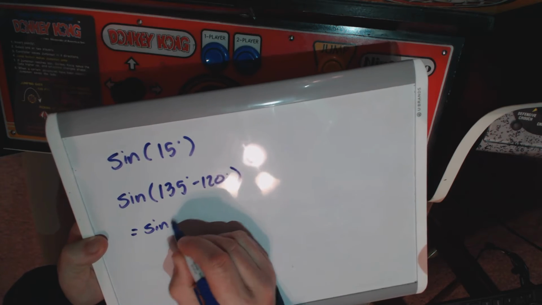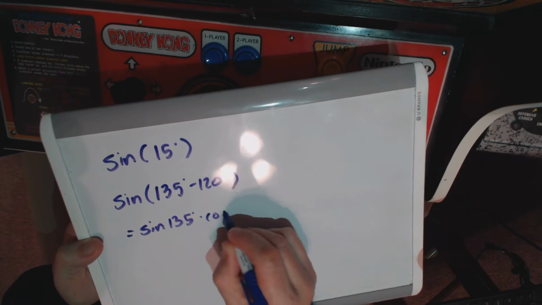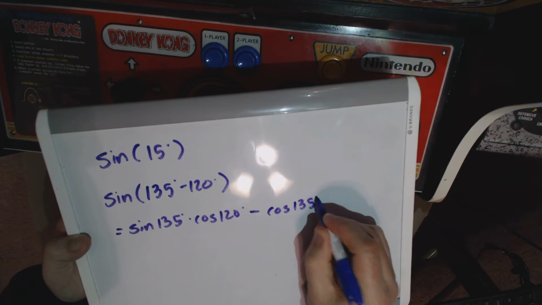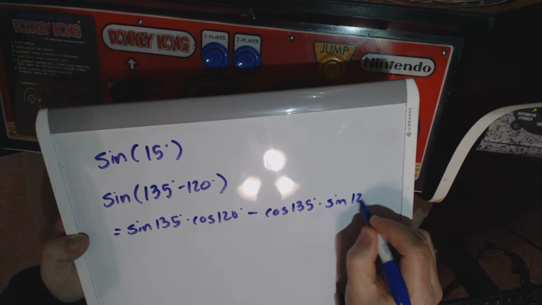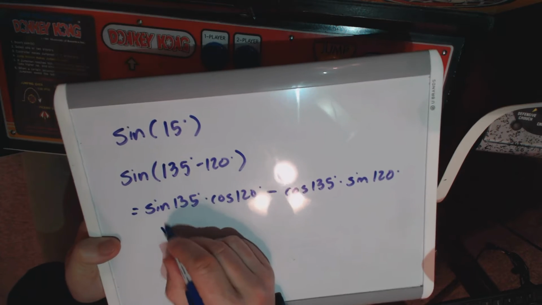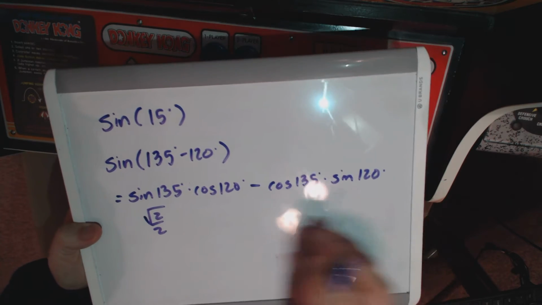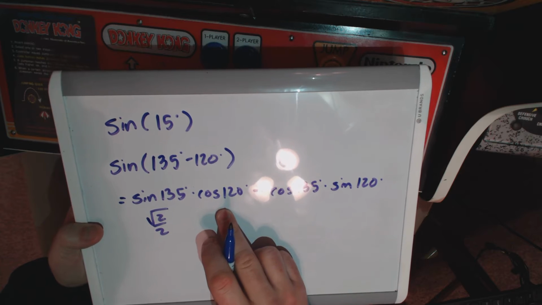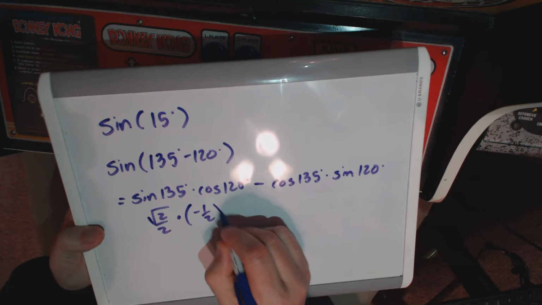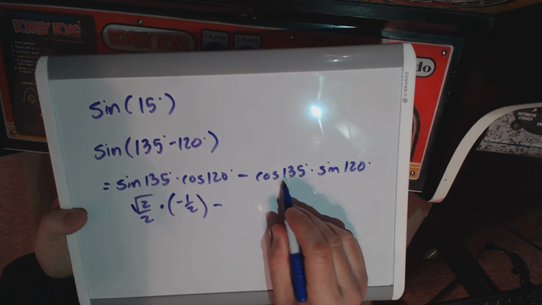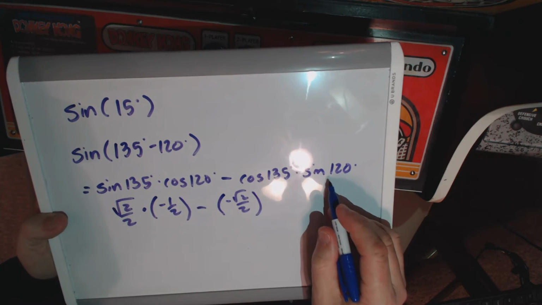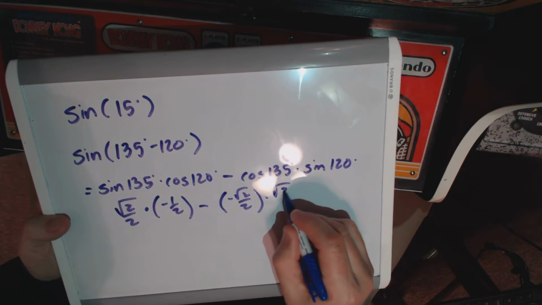This would be sine of A times cosine B. I'm just following the formula, right? Minus cosine A times the sine of B, like that. And if you went around and did this, look, the sine of 135 is this. The cosine of 120 degrees, let's think, that would be a negative 1/2, right? Minus cosine of 135 would be a negative root 2 over 2. And then the sine of 120 degrees would be root 3 over 2.